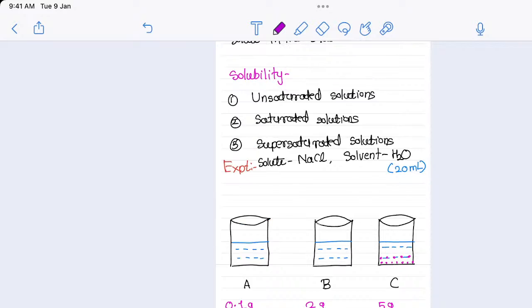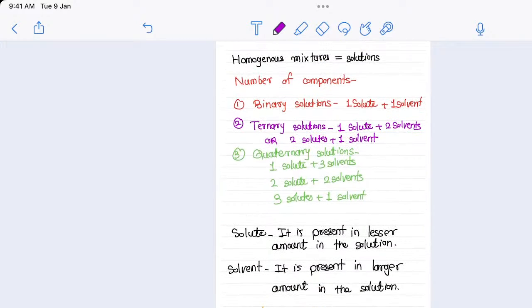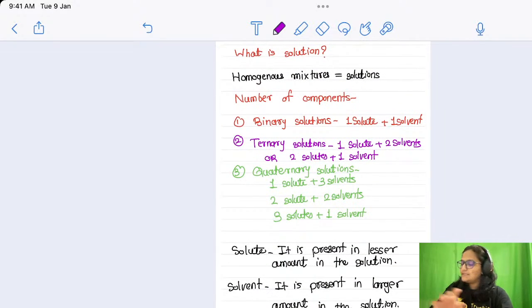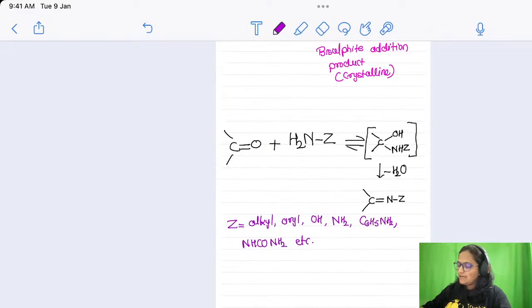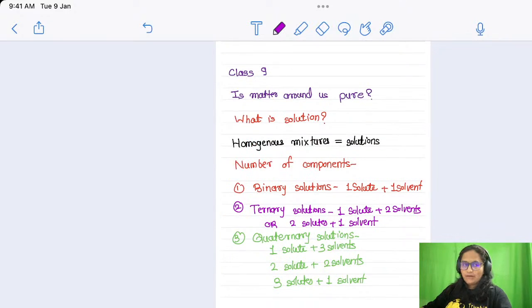I hope you have taken a screenshot. Yes, now let us discuss whatever we have studied in today's session in brief. So today we have discussed the topic called what is solution. In this we have discussed that a homogeneous mixture is nothing but a solution. On the basis of the number of components, there are different types of solutions, like binary solutions, two components, one solute one solvent, ternary, three components, quaternary, four components, right?